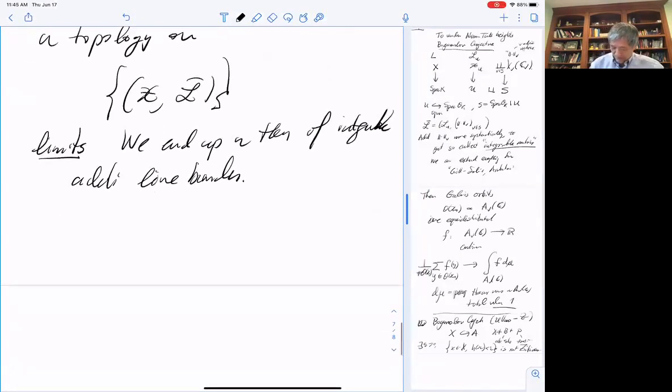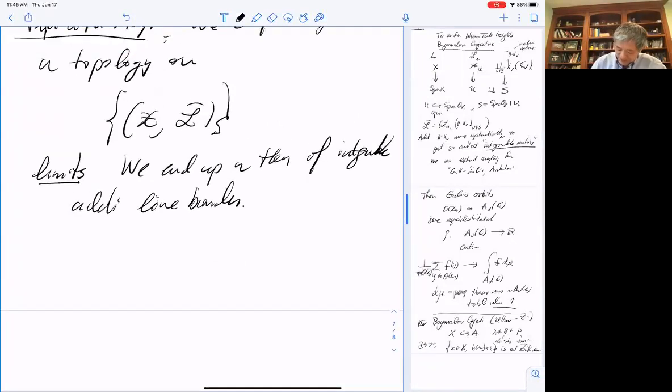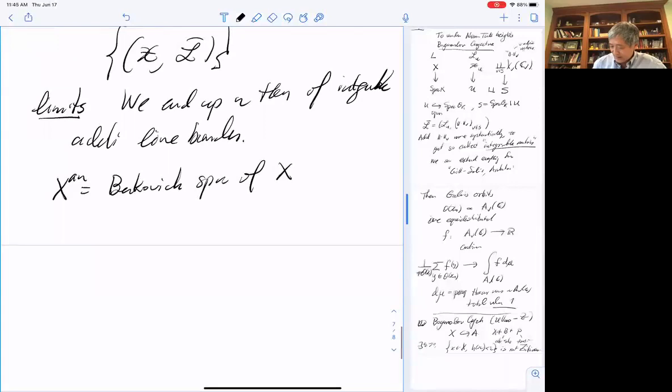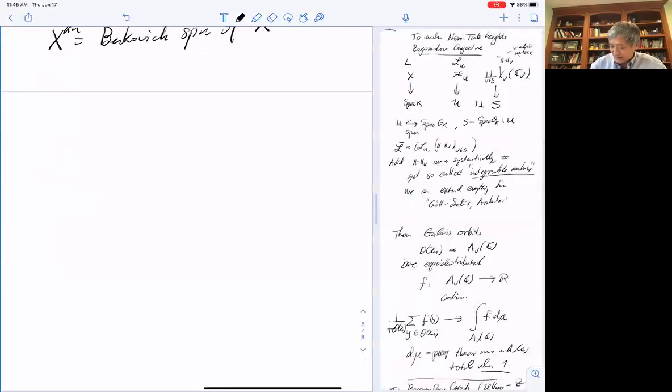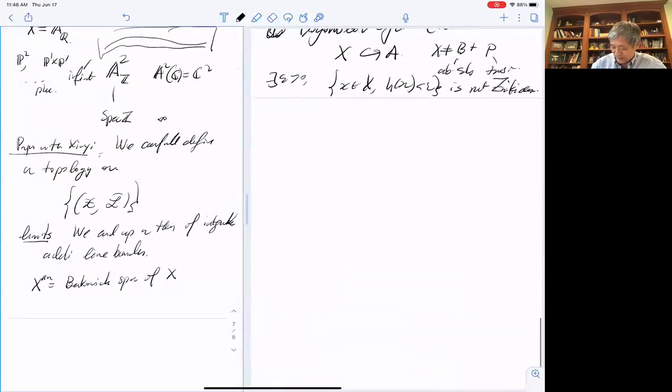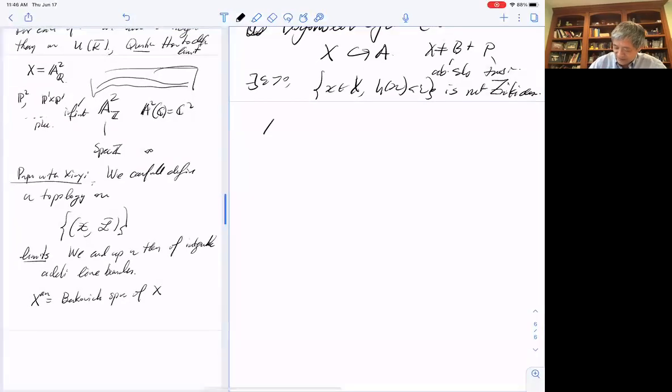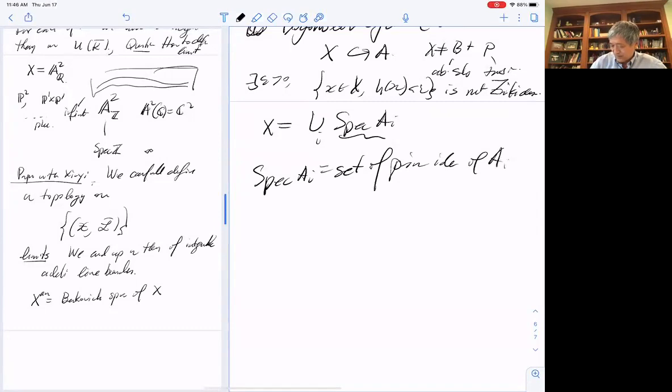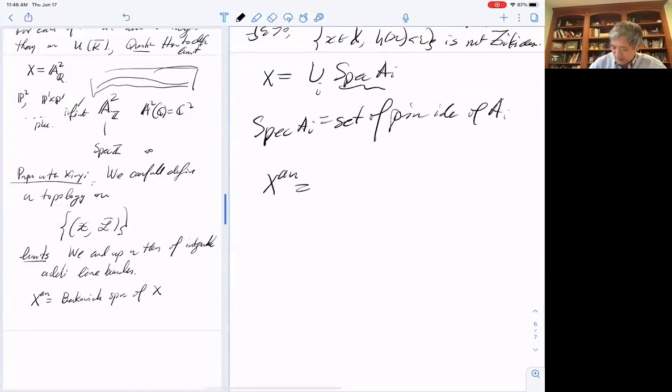And so, to make things more precise, we needed to introduce a notion called X^an. So this is called a Berkovich space of X. And if you never saw the thing, it's actually not that hard to understand. Let me try to give a slight definition. So say X is covered by affines, X is the union of Spec A_i. Spec A_i we know is just the set of prime ideals of A_i. And the X^an is the union of Spec A_i^an.